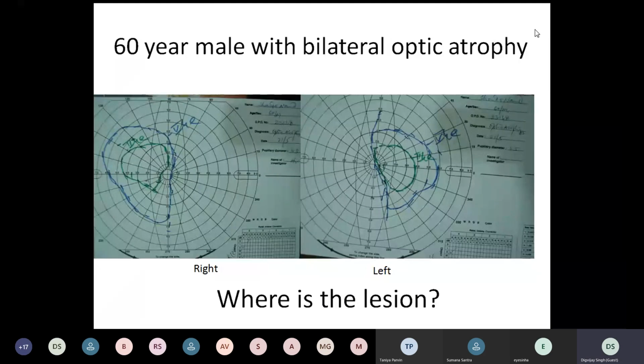This is where the quiz starts. This is a 60-year-old male with bilateral optic atrophy. So both discs were showing a pallor. So where is the lesion? And we can see here. So think about where the lesion is, and I'm going to keep describing this field.